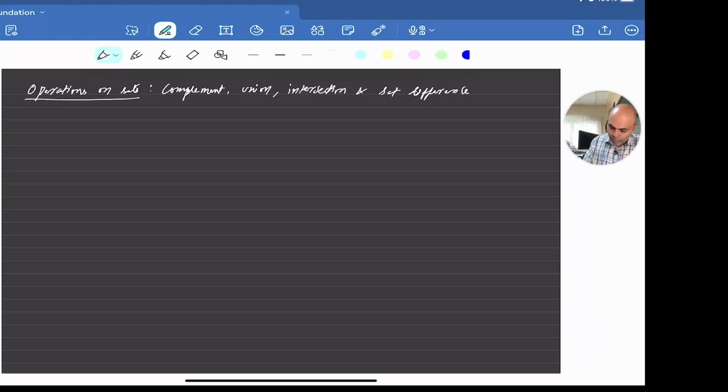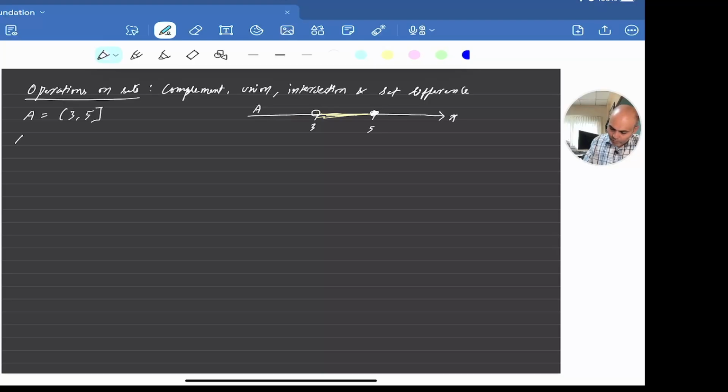So let's take an example. A is a half open interval between 3 and 5. 3 is excluded, 5 is included, and all points between 3 and 5 are included. This is our interval A.